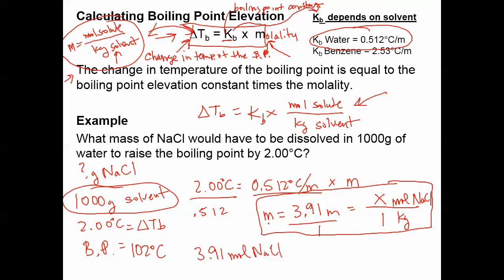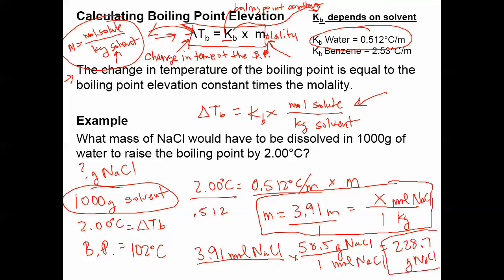So we're really close. We almost know how much we need to put in there to make this boiling point increase by 2 degrees Celsius. The last step I need to do here is change moles to grams. Moles of NaCl to grams of NaCl. And 1 mole is equal to the molar mass of anything. So in this case, 3.91 times 58.5. And I get 228.7 grams of NaCl. That's quite a bit of salt.